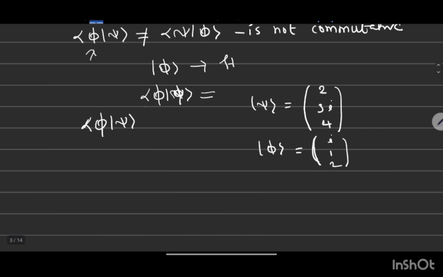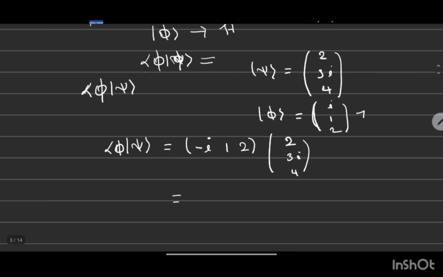Now when you take the scalar product, you have to put bra phi instead of ket phi. Ket phi is given, so you have to put bra phi. And how to find the bra phi? Just take the complex conjugate. How to do the complex conjugate? You have to make all the elements complex conjugate and do the transpose. The transpose of column matrix is row matrix. So here it is minus i, 1, 2, and then multiply with the column matrix. Now you can see this column matrix become row matrix, and here you have to put this one. So when you do this, you will get a single number: minus 2i plus 3i plus 8. So it's some complex number.